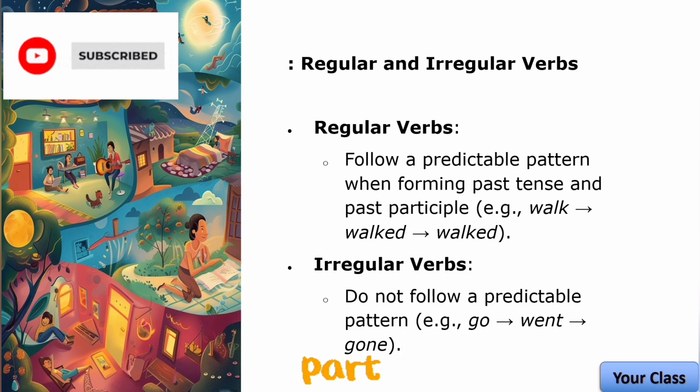Examples of irregular verbs: go, went, gone. She went to the store yesterday. I have gone there before. Eat, ate, eaten. He ate lunch at noon. I have eaten breakfast already.